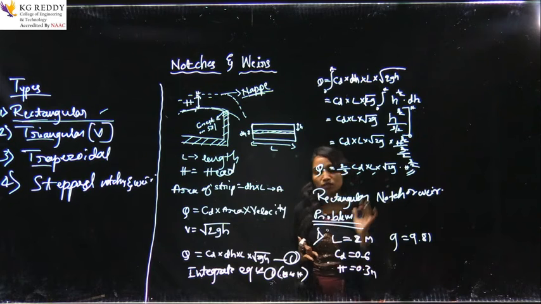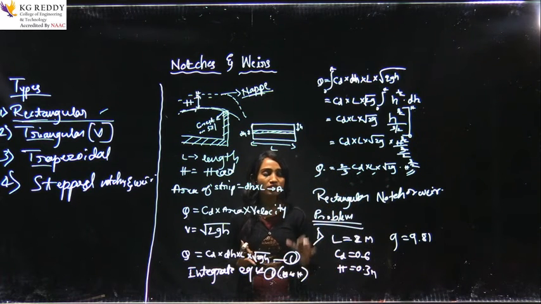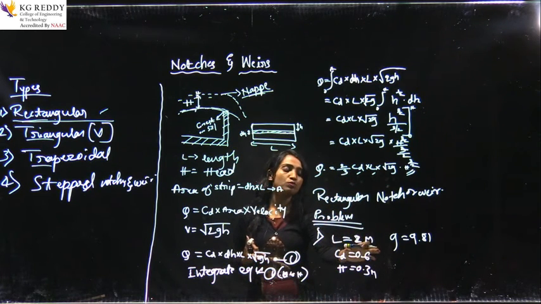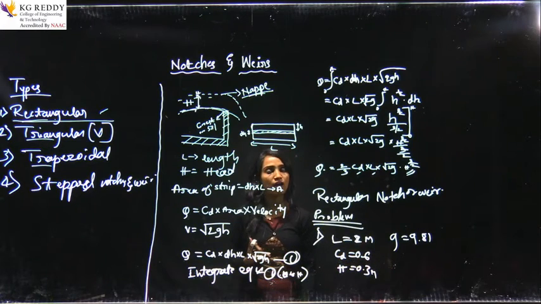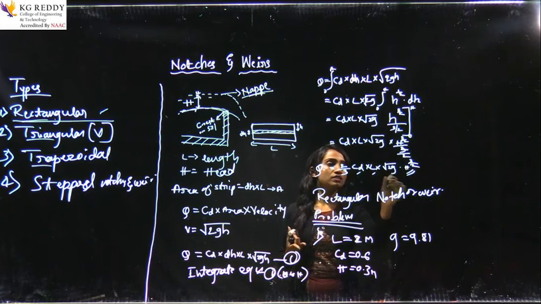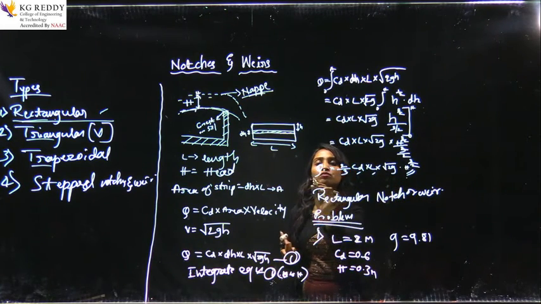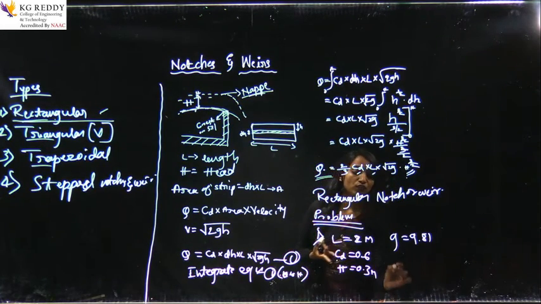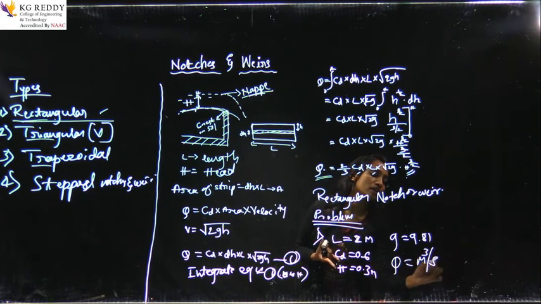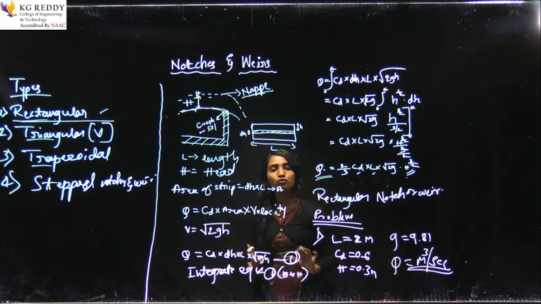When you are trying to solve the problem, just observe the units of each value. The conversion of units is very important here. G is okay, H is okay, so you can find Q. What is the unit of Q? Here it is the discharge, meter cube per second. These units we should not forget at any time.